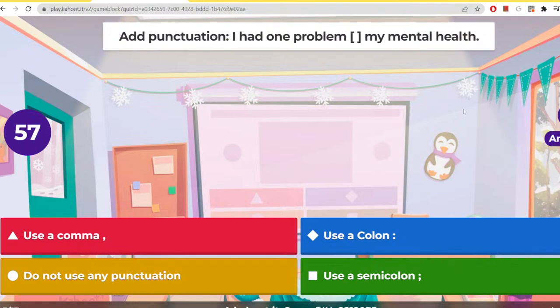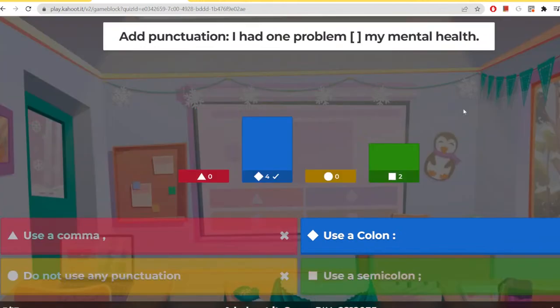One problem, my mental health. What would go in that bracket? Does anything go in that bracket? My hint would be that it's my favorite punctuation of all the punctuations. I just happen to really like this one. Aha, colon would be the best. Yes. Again, we want to quickly define something to finish a sentence. Colon is perfect for that, right? I had one problem. What was the problem? My mental health. Boom. It's a perfect way to do that.